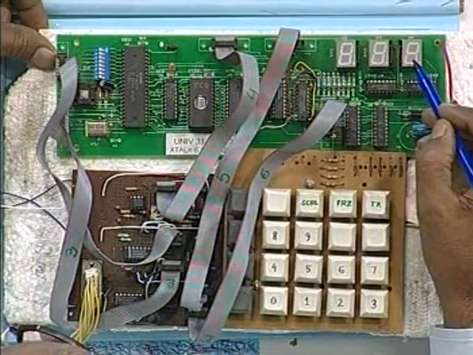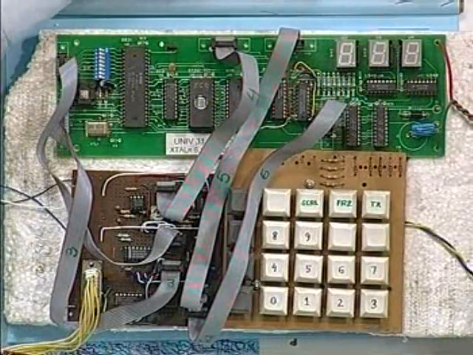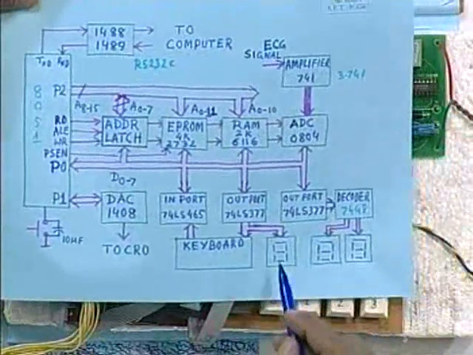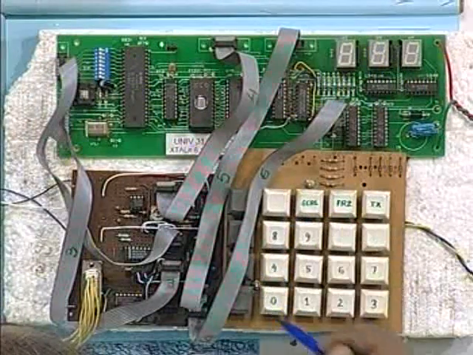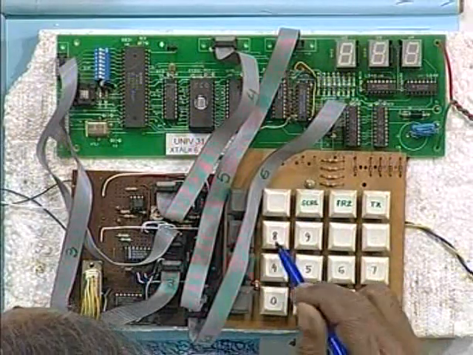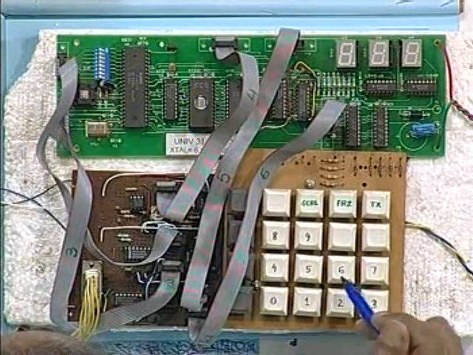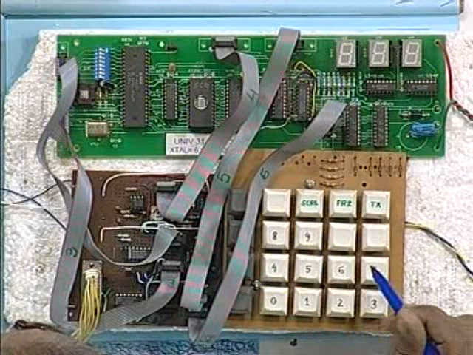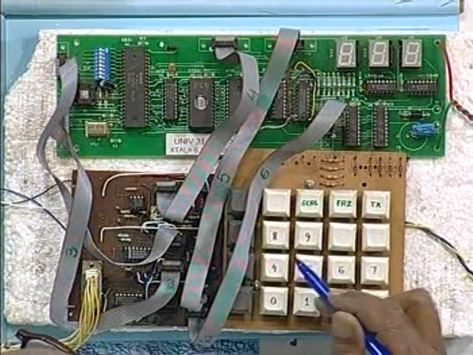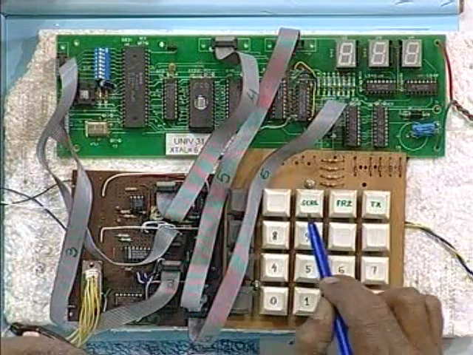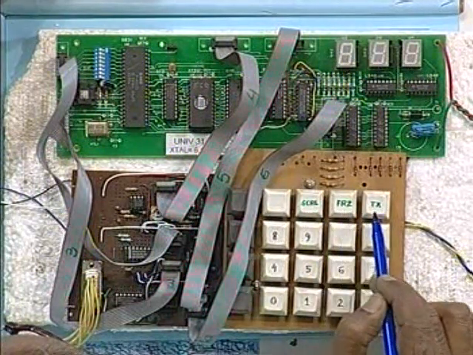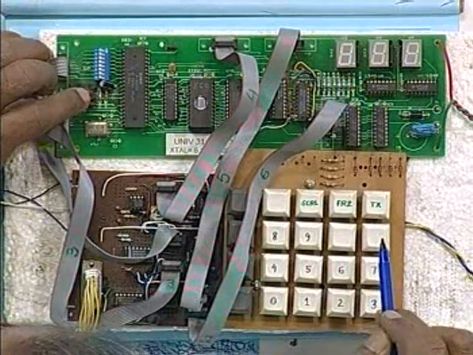These are the three LED displays, as I mentioned. These three LED displays are here, and this is the keyboard. As you can see here, only decimal numbers 0, 1, 2, 3, 4, 5, 6, 7, 8, 9 can be used for patient ID and various other things. That is what we conventionally use. And with the help of these three keys, scroll, freeze, transmit, you can initiate one of the three modes. And here is the reset button. You can reset the processor.